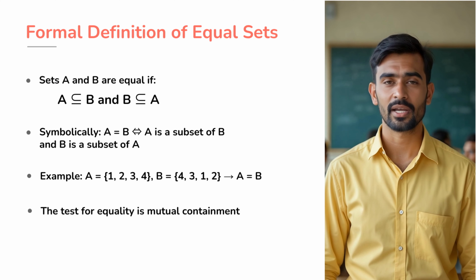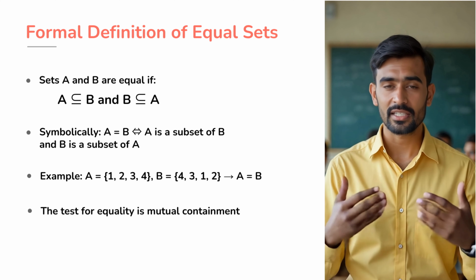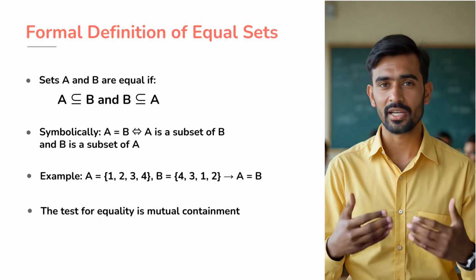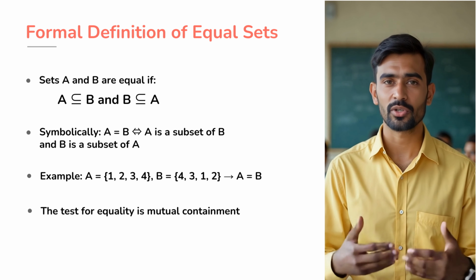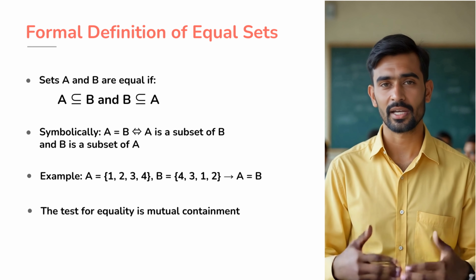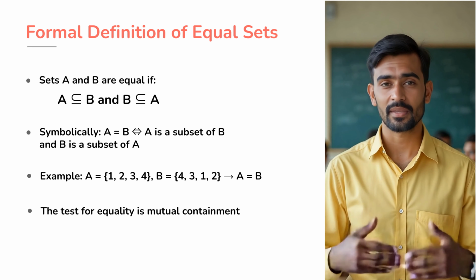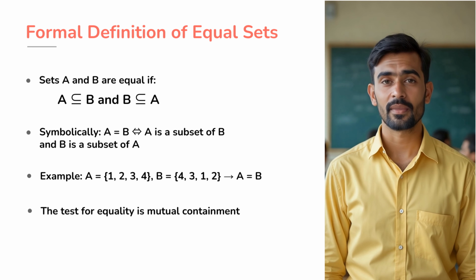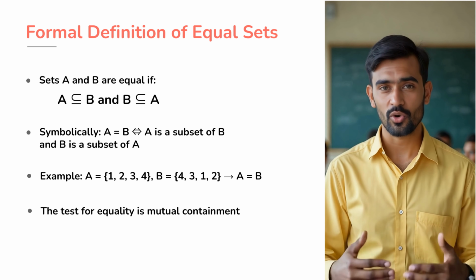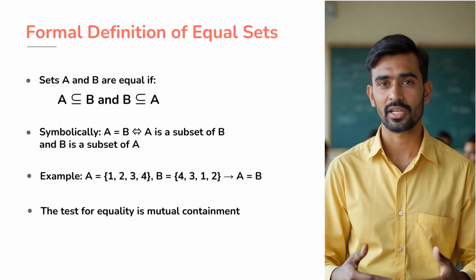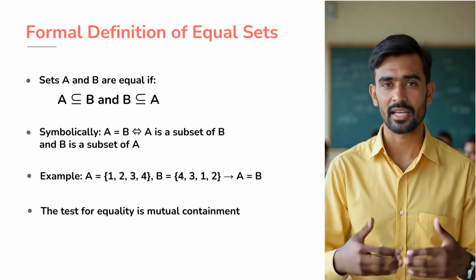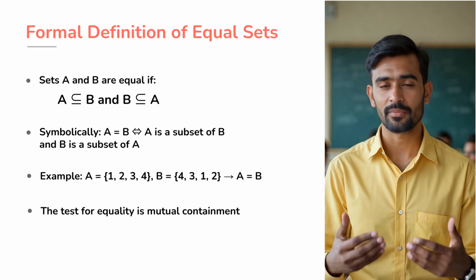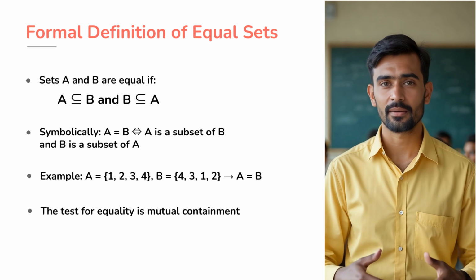Mathematically, sets A and B are equal if every element of A is in B and every element of B is in A. In set theory language, we say A equals B if A is a subset of B and B is a subset of A. It's a two-way relationship. Here's an example. Let set A be {1, 2, 3, 4} and set B be {4, 3, 1, 2}. Even though the elements are in different order, both sets contain the same elements. So we say A equals B.